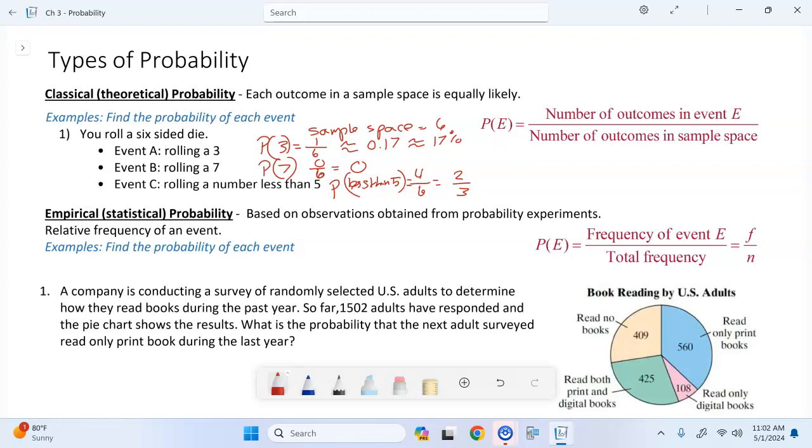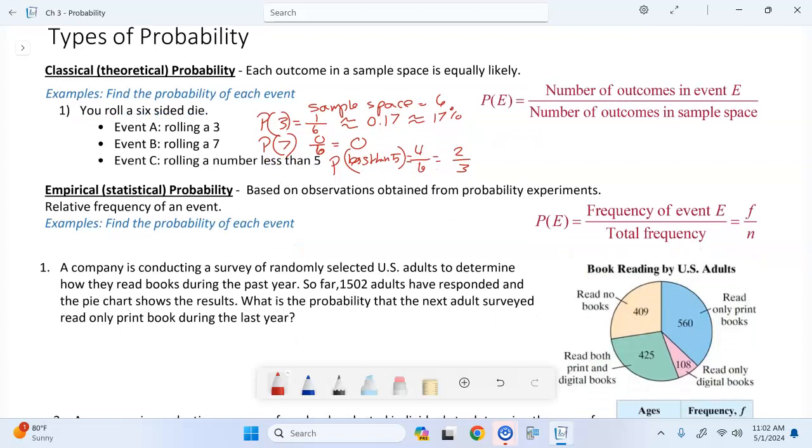for. Statistical probability is based on observations from experiments. So instead of saying I have a 1/6 chance of rolling a 3, I take that die and I roll it 20 times and I count up the number of times I actually get a 3. Is it always going to be exactly 1/6? No, but it's going to be close to it, hopefully.